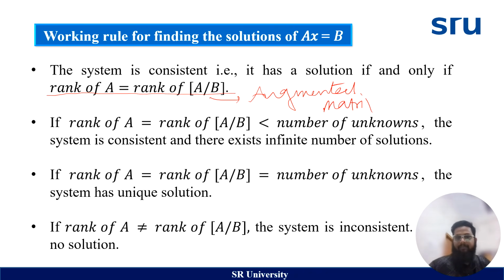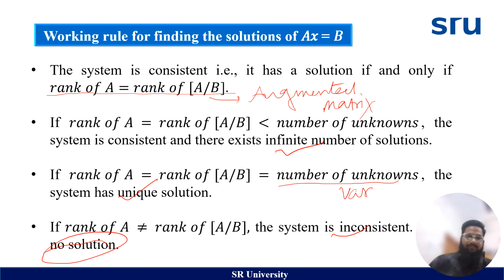Now if that rank is equal to the number of unknowns or number of variables, then it has a unique solution. If the rank is the same but less than the number of variables, then it has an infinite number of solutions. And if the rank of A and the rank of A|B are not the same, then it is inconsistent, that means no solution. So this is the rule. Now we are going to discuss the rules one by one using some examples and how to solve them using the Gaussian elimination method.